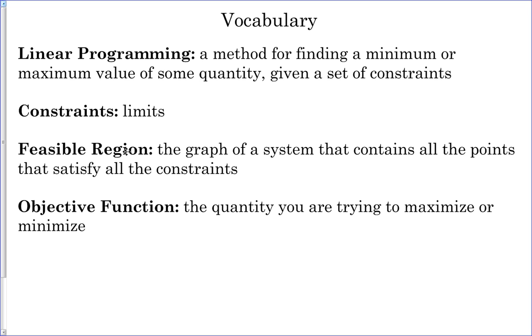Feasible region: the graph of a system that contains all the points that satisfy all the constraints. And lastly, objective function: the quantity that you're trying to maximize or minimize. Make sure you write these down. We're going to go over these, of course, in the video, so they should become clear if they're still kind of fuzzy.